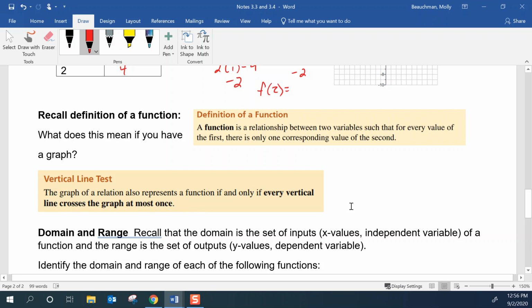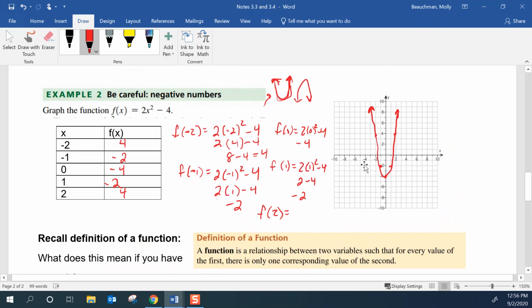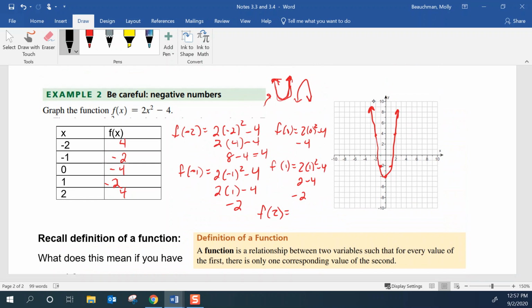The graph of a relation also represents a function if and only if every vertical line crosses the graph at most once. So if we look at the parabola that we just graphed, if you were to draw vertical lines anywhere, it would hit the graph exactly once. So this is a graph of a function. For every x, there's one y.